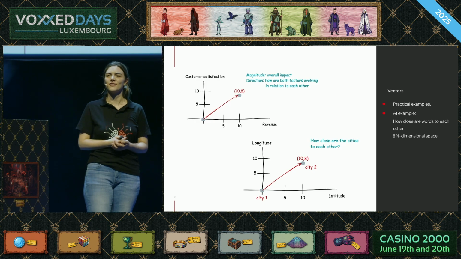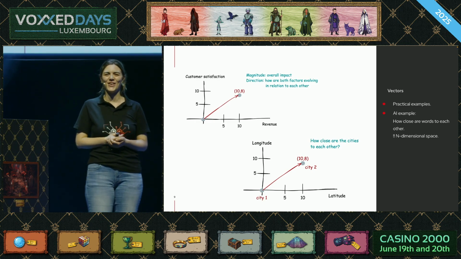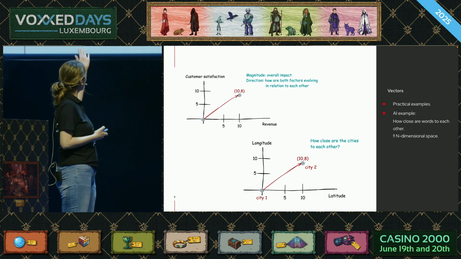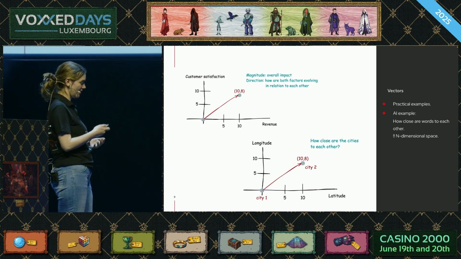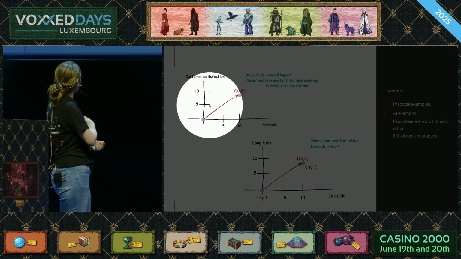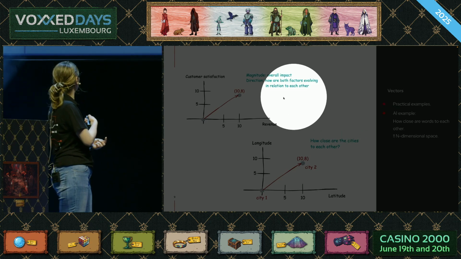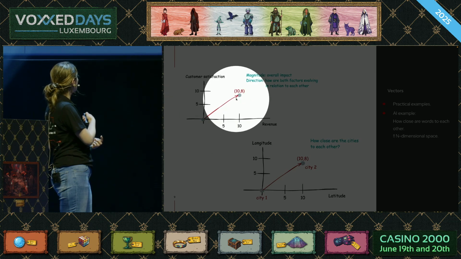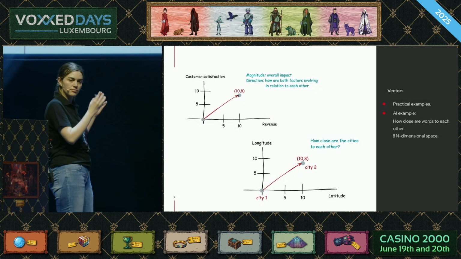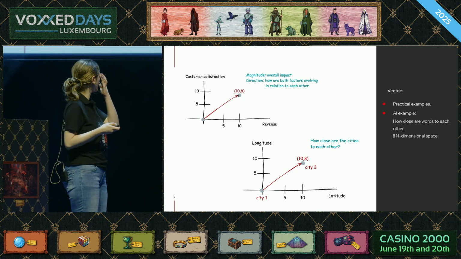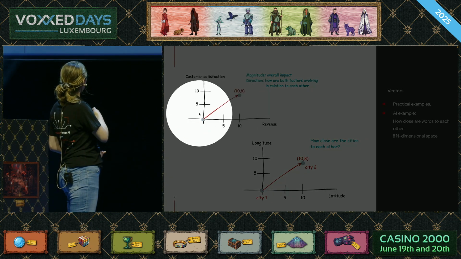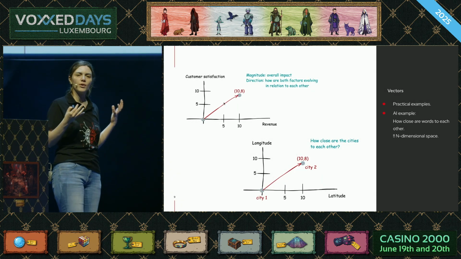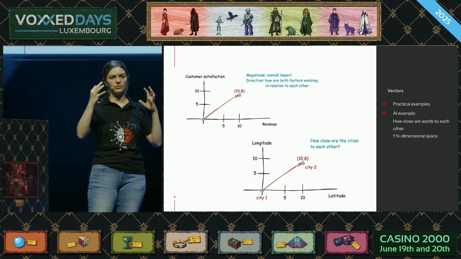Okay. So now let's look at some practical examples. So how can we use vectors after all? It was a nice class in linear algebra, but I want to find out what I can do with it, right? So the first example would be customer satisfaction. The x-axis is the revenue generated from the customer, and the y-axis is the customer satisfaction. So here you see 10, 8, as I mentioned before, 10 being the x, 8 being the y. The magnitude is the overall impact. And the direction shows how both factors influence each other.